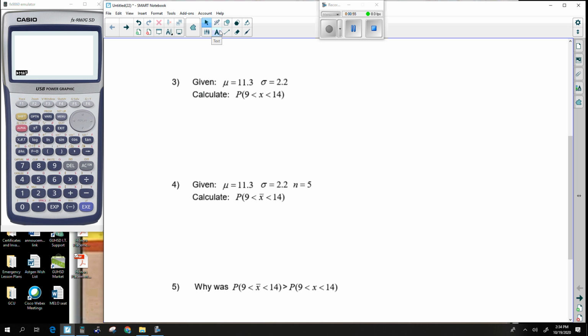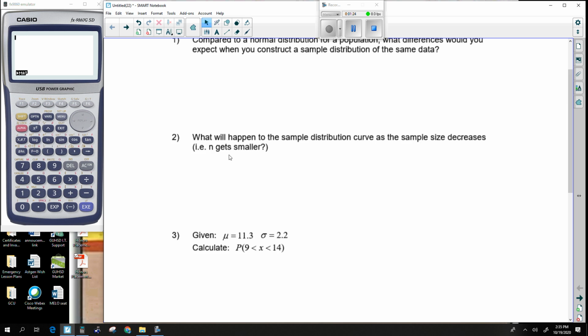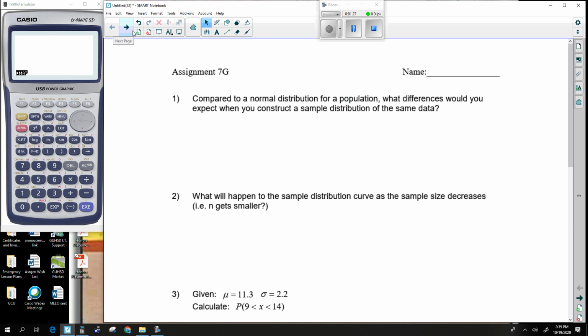However, you'll notice that the key difference between these two things is this. Number 3 is just a straight up x, and number 4 is an x bar. So there is a key difference between these two things, and this is what we need to talk about before we get to doing our problems. Again, most of these answers are word answers, and they're pretty darn easy. So let's just figure it out.